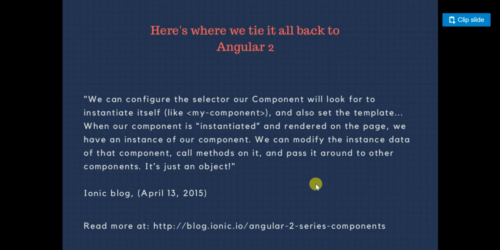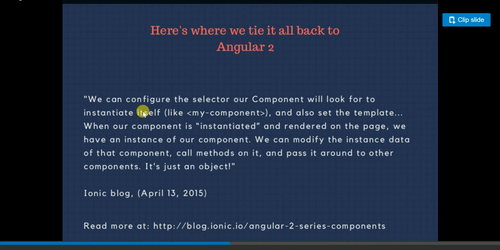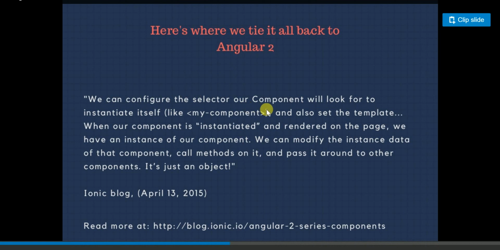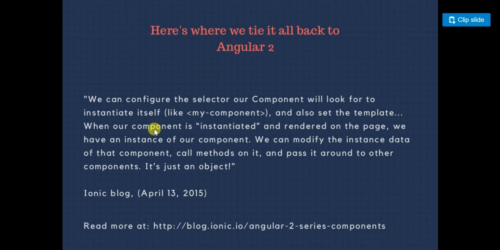This is what they wrote in the Ionic blog. He wrote, we can configure the selector our component will look for to instantiate itself, like my component. Remember we saw that in the HTML? And also set the template. So we set a template for the component, the HTML file, and we also put this my component syntax in the HTML. That way we know when to load a new instance of a component. And it says when our component is instantiated and rendered on the page, we have an instance of our component. We can modify the instance data of that component, call methods on it, and pass it around to other components. It's just an object. And that's the beautiful thing about components. Go back to your roots and you'll understand it all.